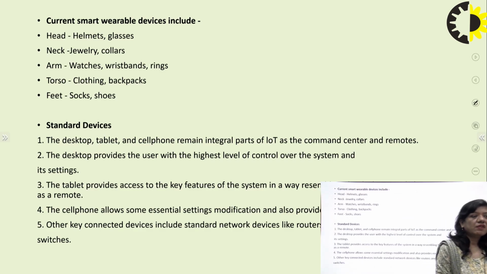The standard devices, the desktop, tablet and cell phone, remain an integral part of IoT as command centers and remotes. The desktop provides the user with the highest level of control over the system and its settings. The tablet provides access to the key features of the system in a way resembling the desktop and also acts as a remote. The cell phone allows some essential setting modification and also provides remote functionality. Other key connected devices include standard network devices like routers and switches.